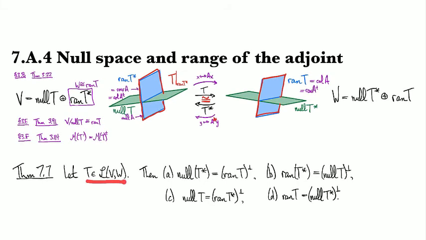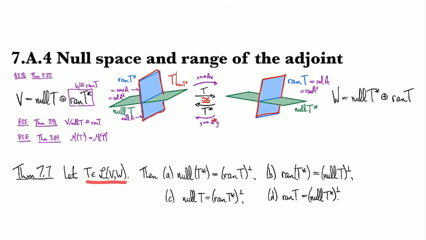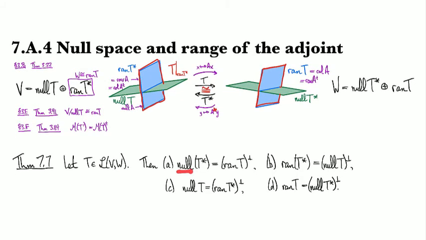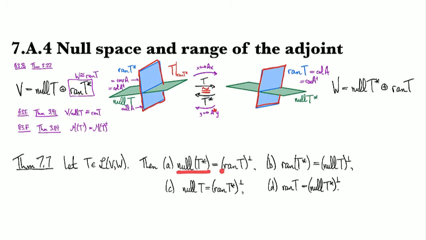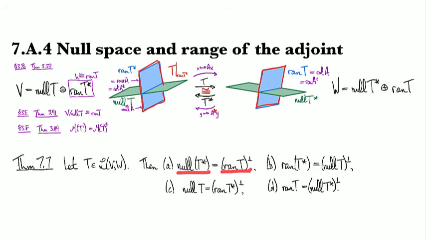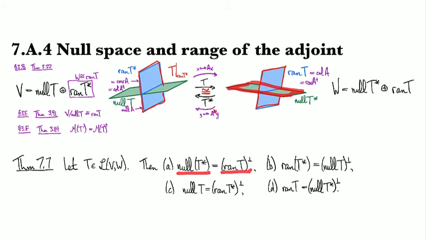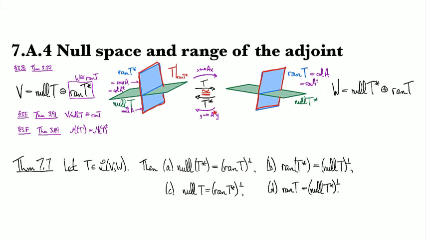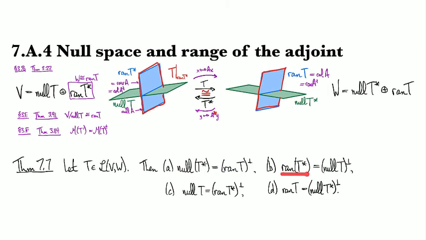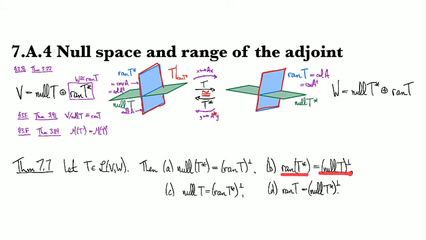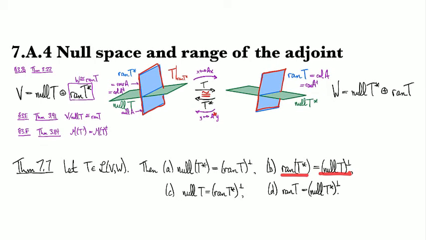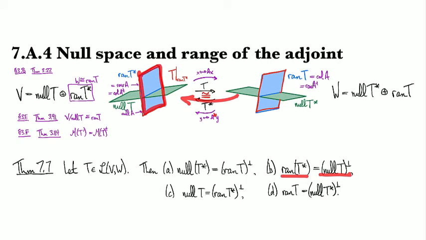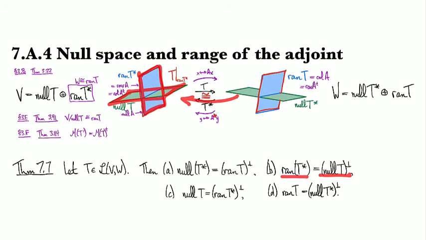So suppose we've got a linear map from V to W, so we're going this way, right? Okay, then the null space of the adjoint is orthogonal to the range of T. So that's this picture here. Here's the null space of the adjoint, and it's orthogonal to the range of T right here. The next part says that the range of T star is orthogonal to the null space of T. So the range of T star, that's this part right here, is orthogonal to the null space of T. That's this one right here.